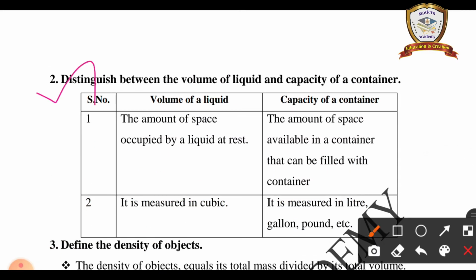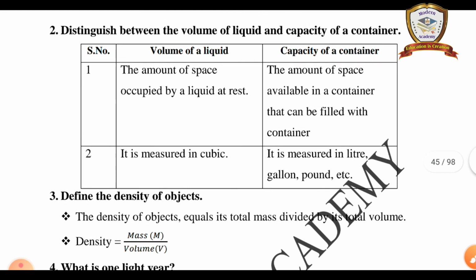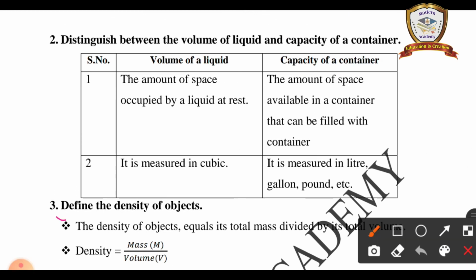Next, one important question. Distinguish between volume of liquid and capacity of a container. Volume of liquid is the amount of space occupied by a liquid at rest. Capacity of a container is the amount of space available in a container that can be filled. It is measured in liter, gallon, etc. Next, density of the object. The density of the object is equal to the mass divided by the total volume. Density is equal to mass by volume.